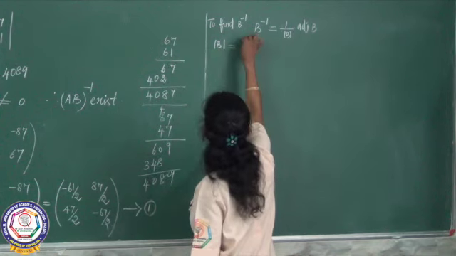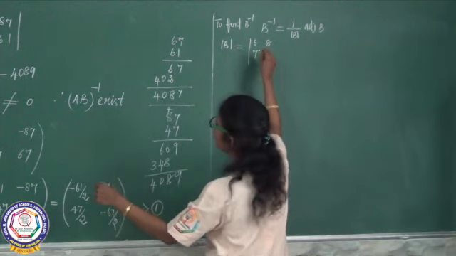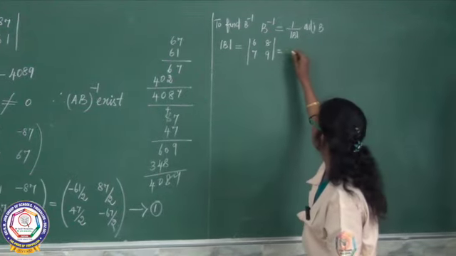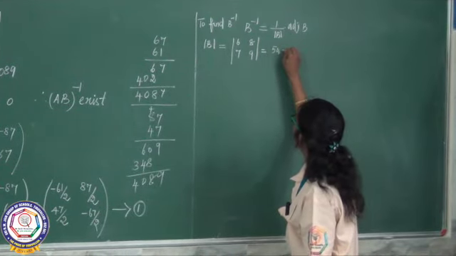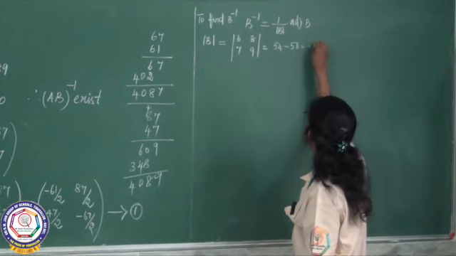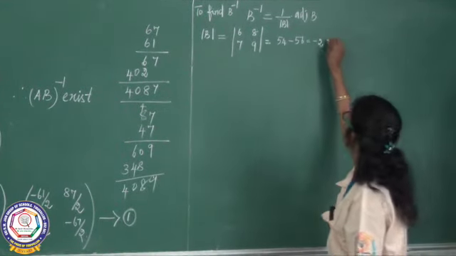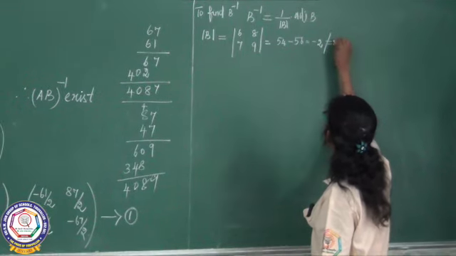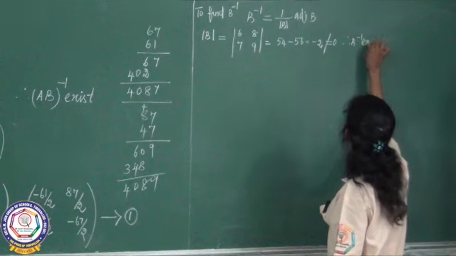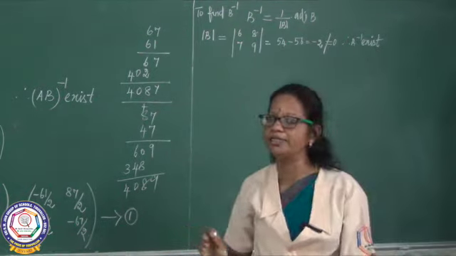Determinant B equal to 6, 8, 7, 9, which is 6 9s are 54 minus 8 7s are 56, which is equal to minus 2. Determinant B equal to minus 2. Here also the same condition, it is not equal to 0. Therefore, you conclude that inverse exists. Only when the determinant is not equal to 0, you can conclude the inverse exists.